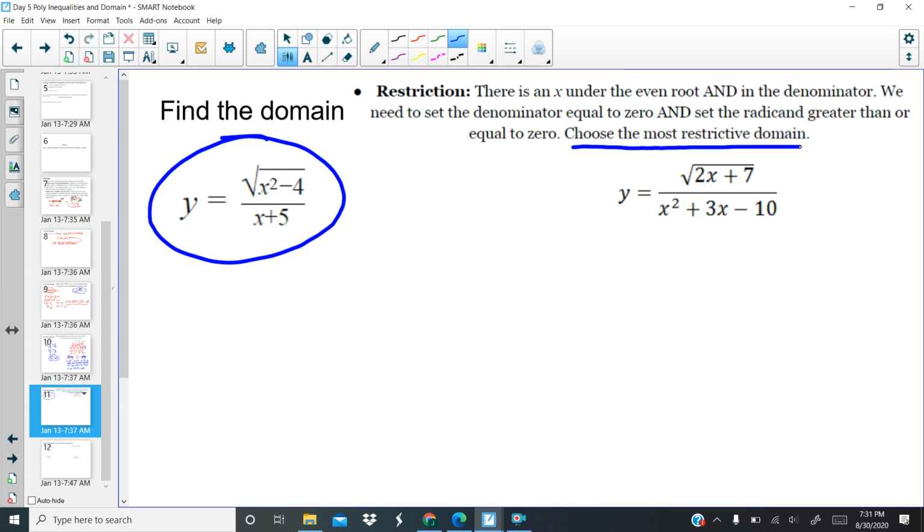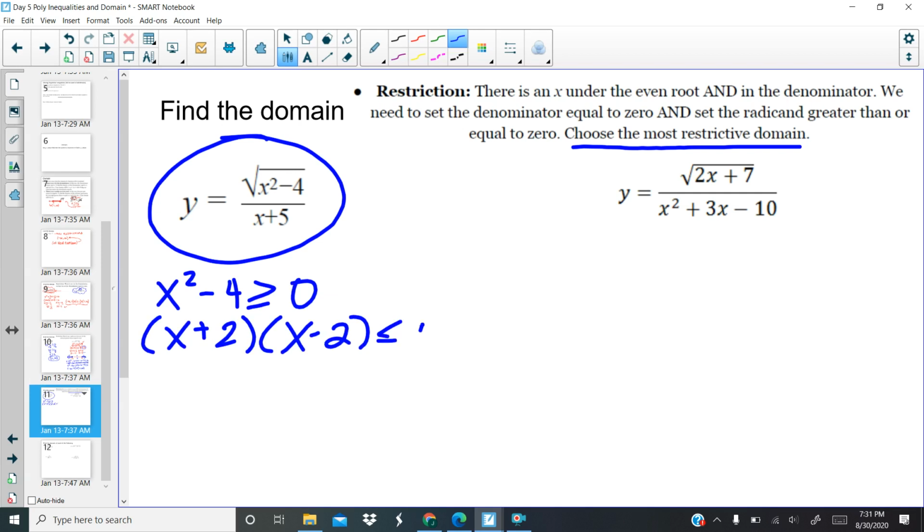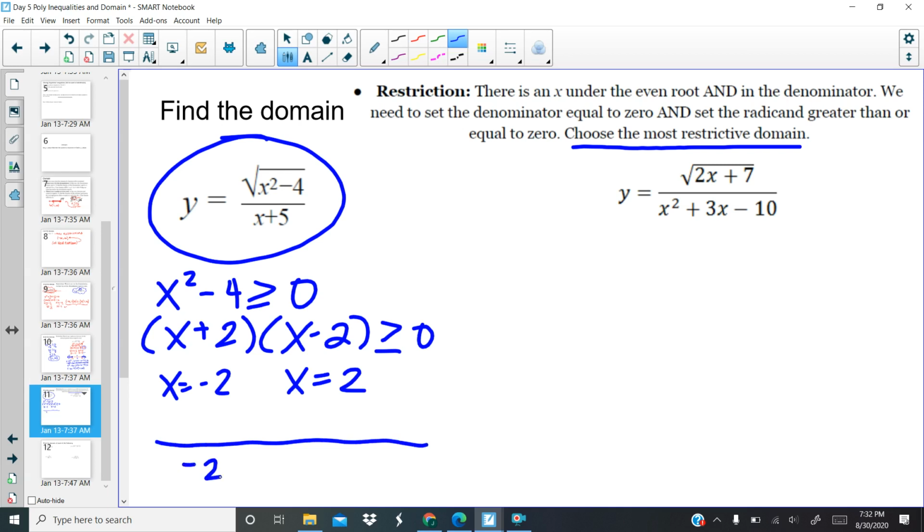So let's start by doing x squared minus 4 is greater than or equal to 0. Then we're going to factor x squared minus 4. You get x plus 2 and x minus 2. And I wrote that wrong. It should have been greater than or equal to 0. Then you're going to solve out your factors, and you're going to get x equals negative 2 and x equals positive 2. Then you're going to use those to set up your number line.